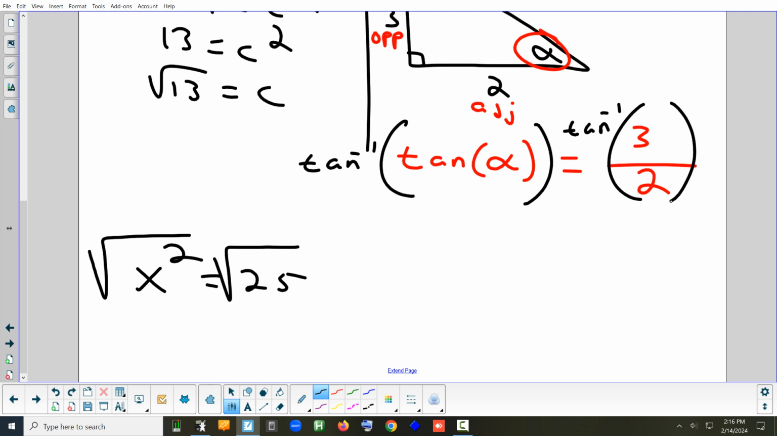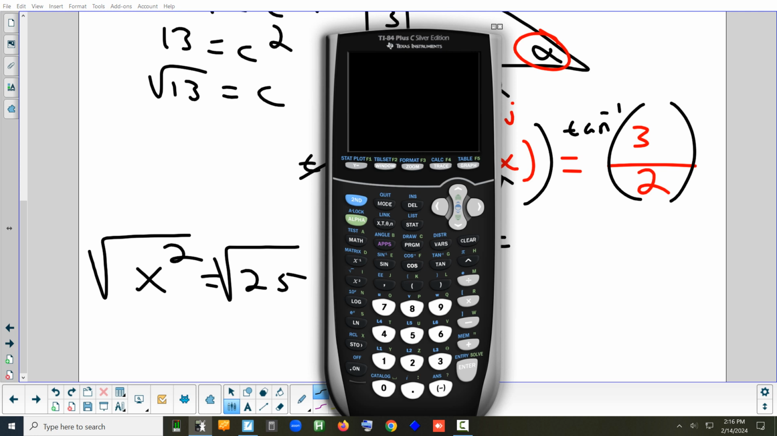Now, what's going to happen with inverse tangent and regular tangent? They're going to cancel. They only cancel, though, if this is between negative 90 and 90. Is this angle going to be between negative 90 and 90 when we solve it? Yes, it has to be. It's an acute angle in a right triangle. It's definitely between negative 90 and 90. In fact, it's between 0 and 90. So, because we already know it's going to be in the range it's supposed to, those do cancel. And then we get alpha equals the inverse tangent of 3/2.